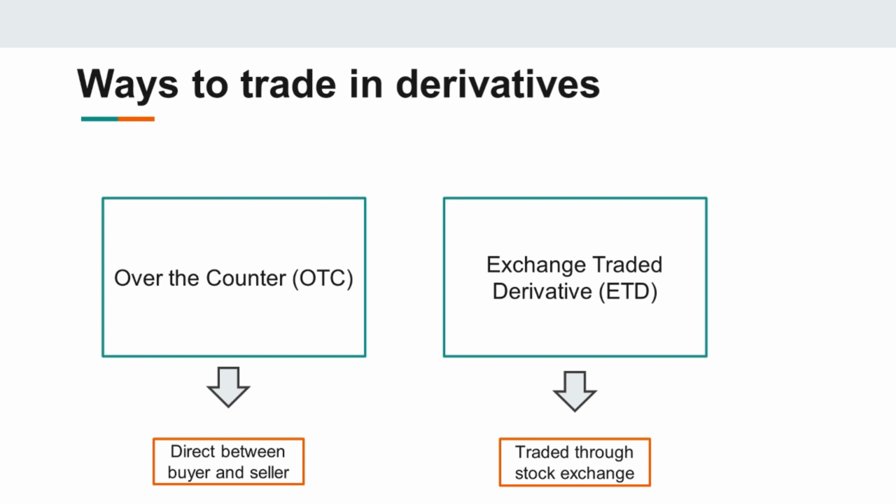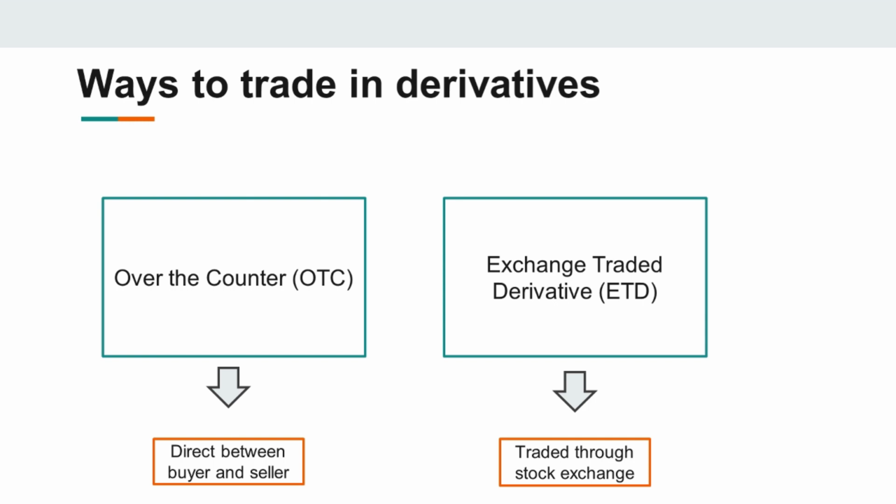Over the counter trade means the contract or the agreement is being formed between the buyer and seller directly. They are just meeting over a telephone conversation or face to face, and forming a contract or agreement for any stock or bond in the form of a derivative.